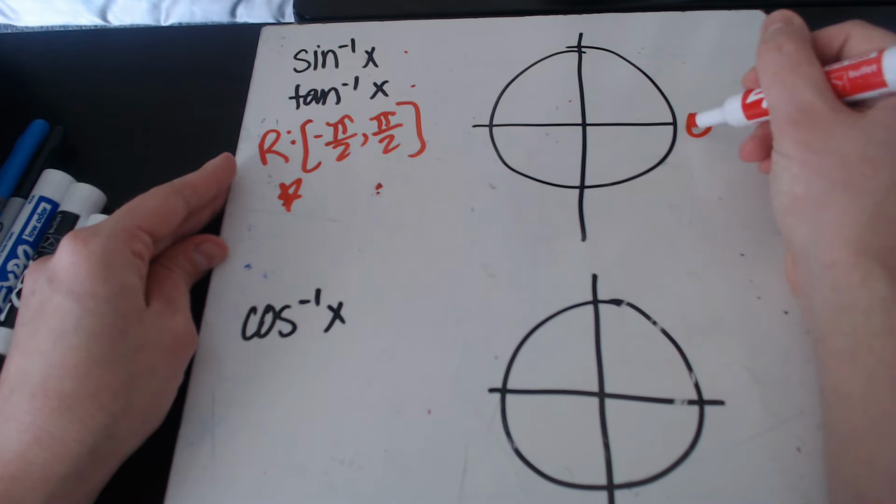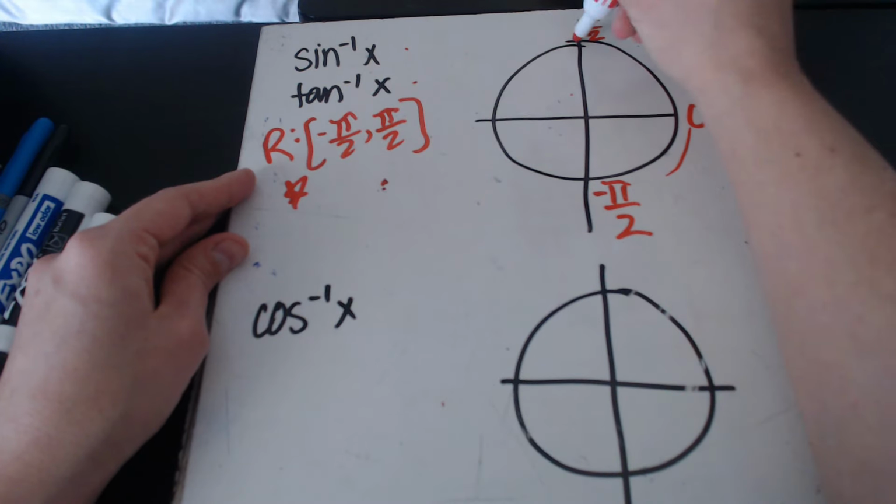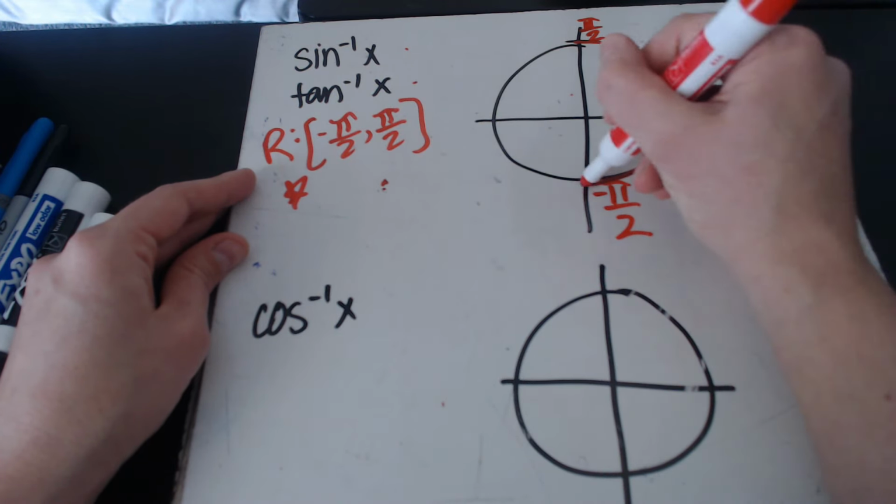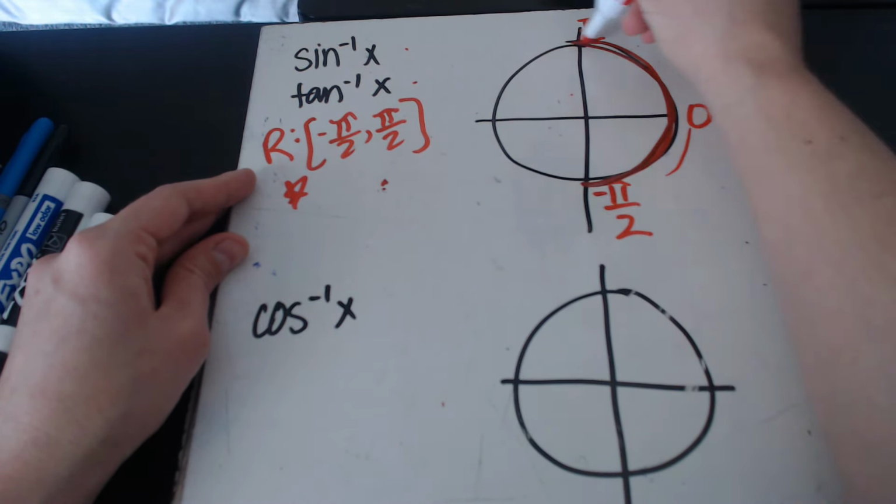So this is negative pi over 2. And if I were to move here, I'd go from negative pi over 2 to 0. And then up here, I would be at pi over 2. So sine inverse and tangent inverse can only have answers that are on the right side of the unit circle. Remember that all students take calculus.